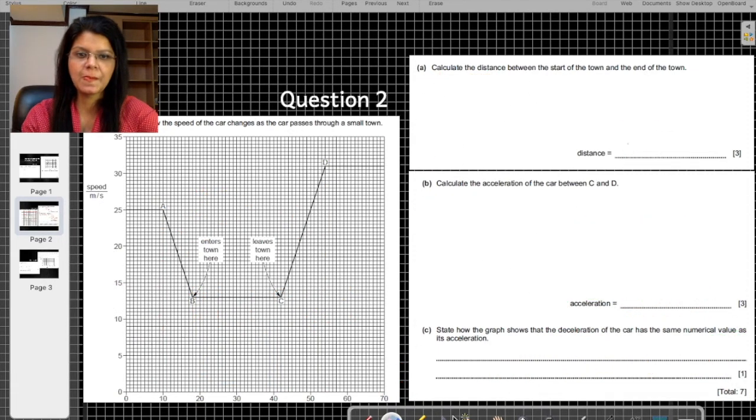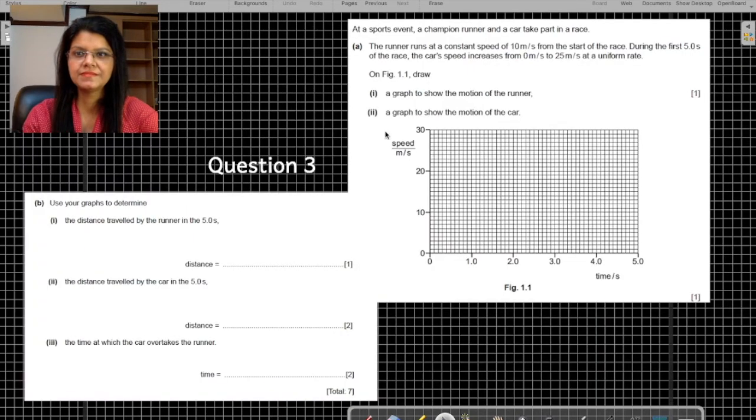Question number 3 starts from this point onwards. At a sports event, a champion runner and a car take part in a race. The runner runs at a constant speed of 10 meters per second from the start of the race. During the first 5 seconds of the race, the car's speed increases from 0 to 25 meters per second at a uniform rate. Uniform rate means uniform acceleration.